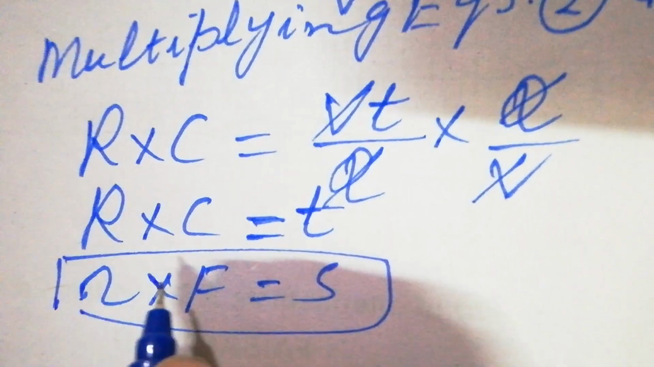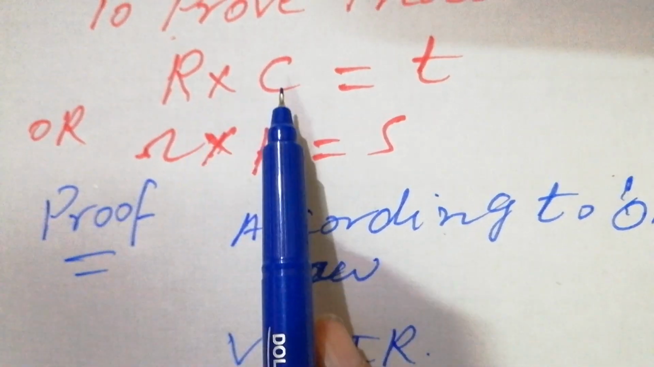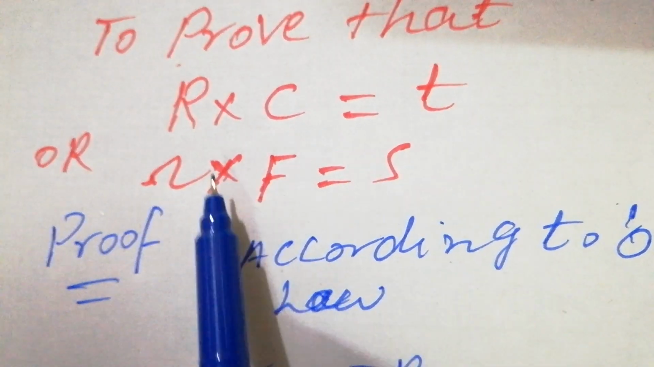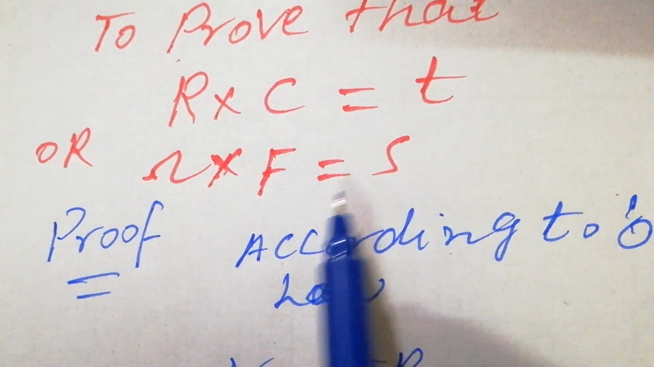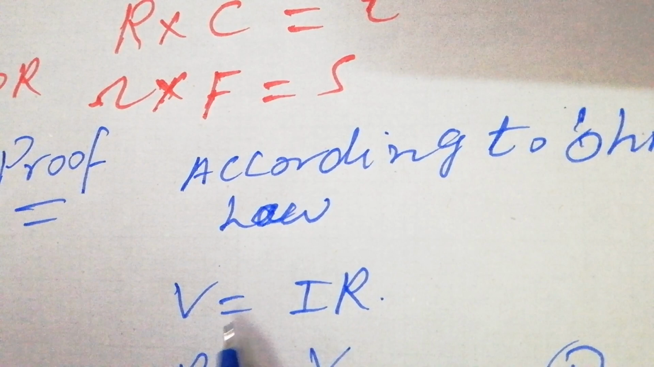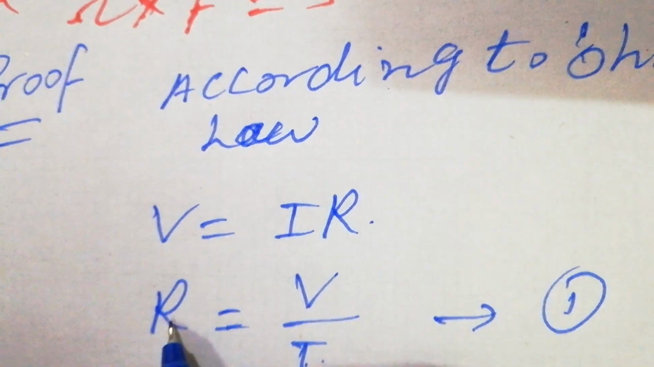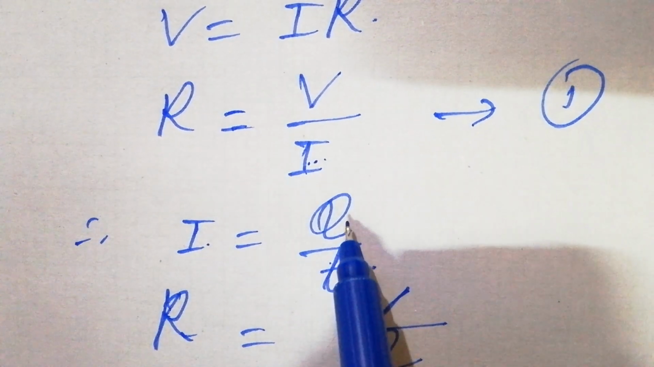So students, look at again here. It's a very important short question. The product of R into C is equal to time constant T, and ohm into farad is equal to second. We prove this relation according to Ohm's law. We know that V is equal to IR and R is equal to V over I, and I, the current, is equal to Q by T.